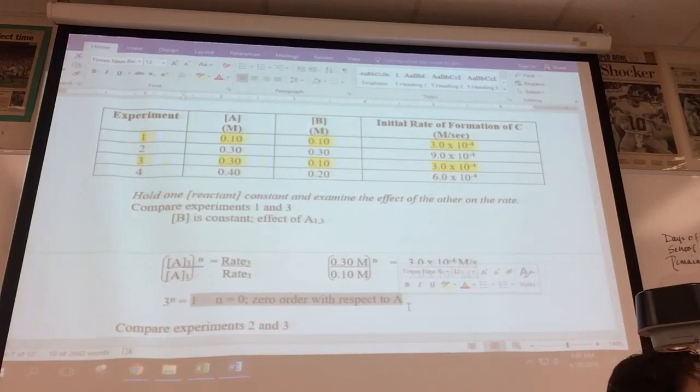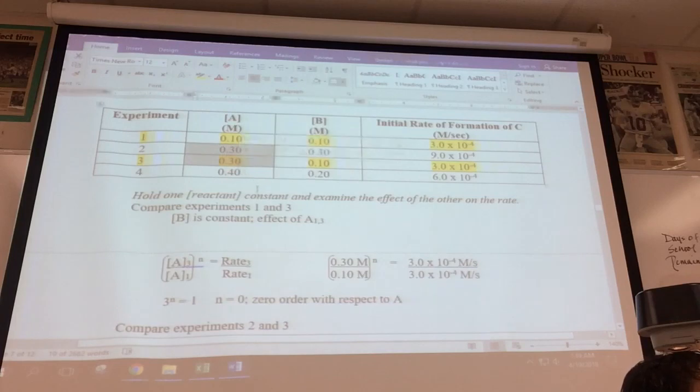Now, anytime you have 0 order, you can just cross out that whole column because regardless of what you do to A, there's no effect on the rate. And that will be beneficial in subsequent problems. Here it doesn't really matter. If A weren't 0 order, you would want to hold it constant. You don't actually have to here, but we will. So A is constant in experiment 2 and 3.